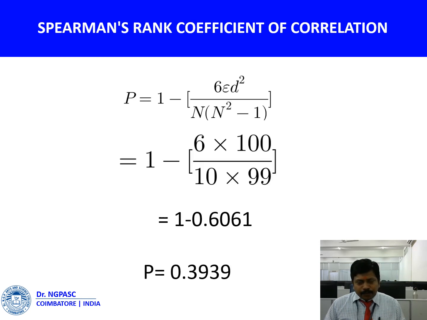And we have to use that summation D square value in the formula. Formula for Spearman's rank correlation coefficient is rho equal to 1 minus, within bracket, 6 into sigma D square divided by n into n square minus 1. Here sigma D square value is 100, n is 10, so 10 into 10 square, 100, 100 minus 1 is 99. So our rank correlation coefficient is 0.3939.